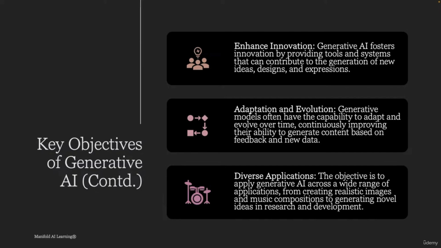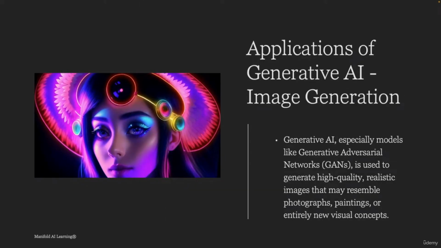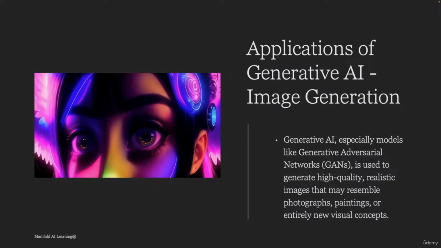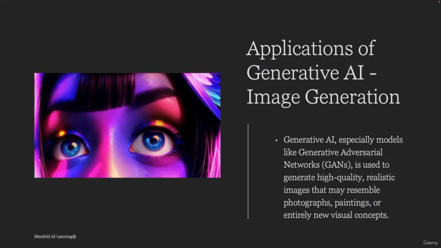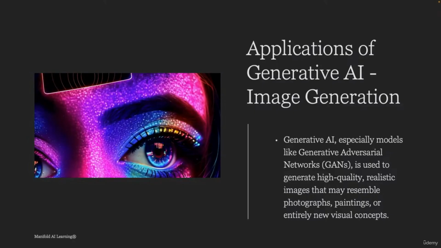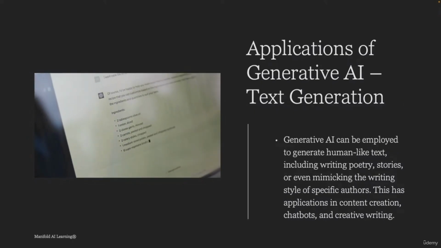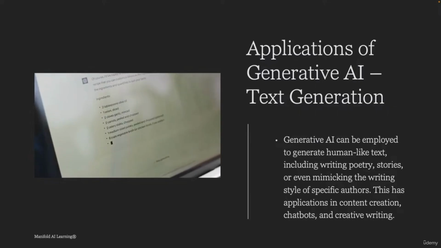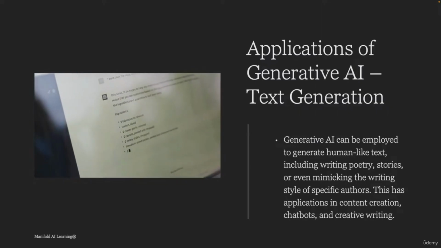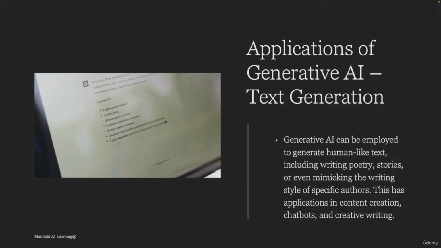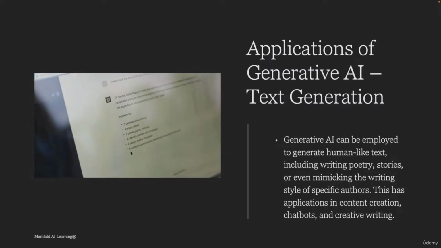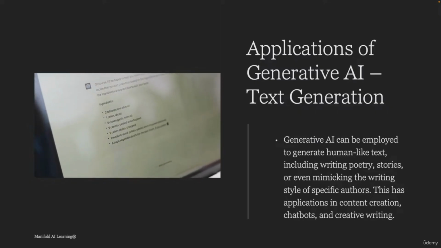One of the common examples of this generative AI is image generation, where you will make use of the generative models to generate the creative images or high quality realistic images based on your input. So that's one example, image generation. Another application is text generation, which is commonly used these days by applications such as ChatGPT. It can be employed to generate human-like text, which includes poetry, stories, and even mimicking the writing style of specific authors as well. This comes under the content creation, chatbot, and creative writing.